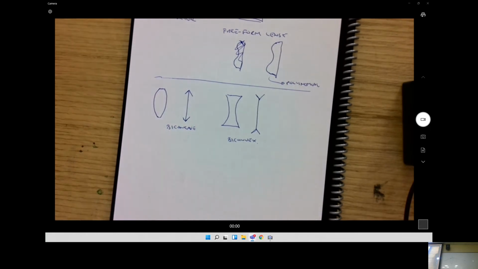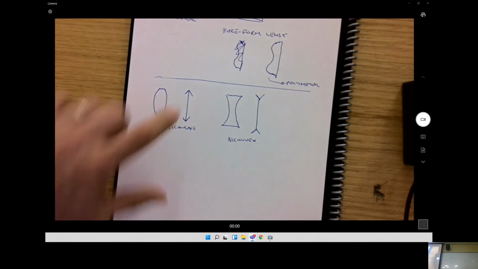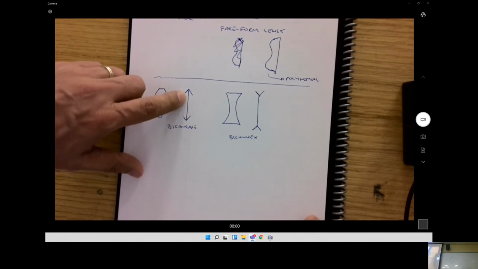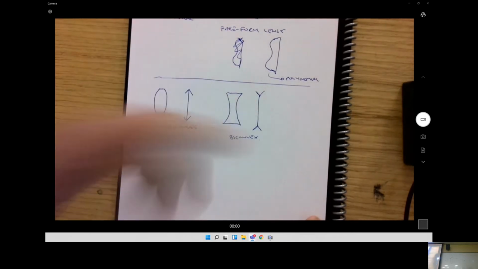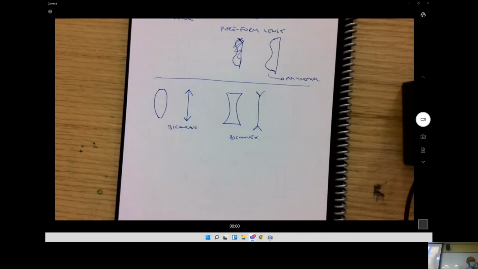Okay, it's just symbols that we use to talk about these kinds of lenses instead of drawing the whole thing. And this line is where the refraction happens. So this is the point where we assume that the refraction is going to happen.